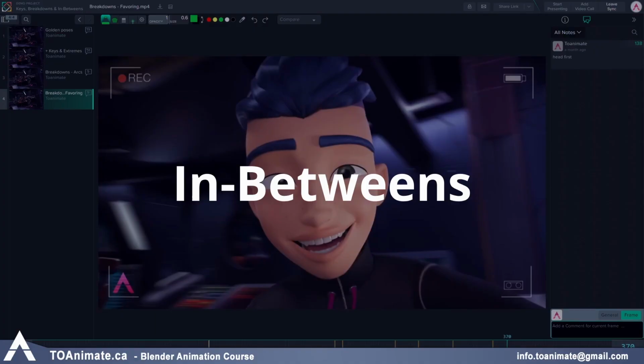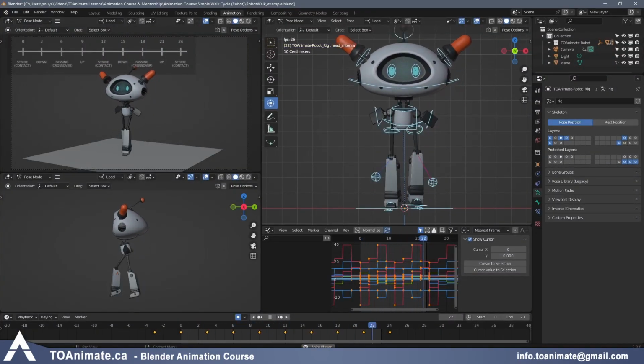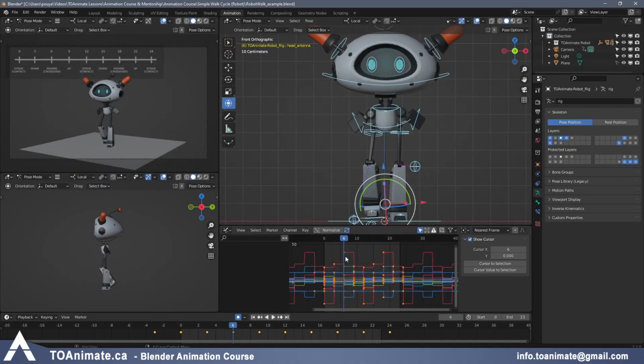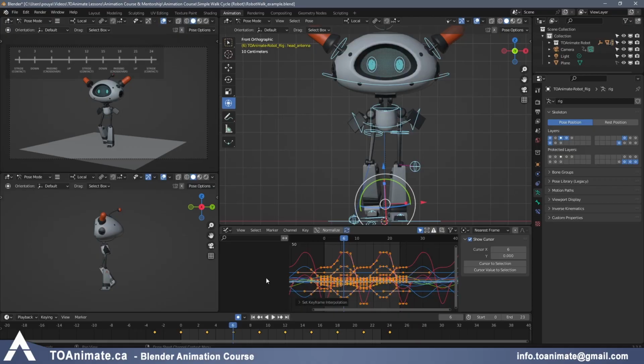If you keyed every controller on every frame, then your motion path would most likely be jittery and the motion wouldn't look smooth. Plus, it would be a ton of work. If you are working in constant interpolation like we did in our robot walk cycle video, you won't be able to see the in-betweens until you spline your shot, and that's when you select all your keys, press T, and then change them to Bezier.